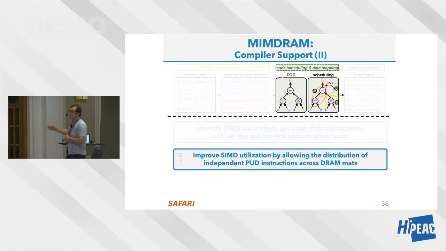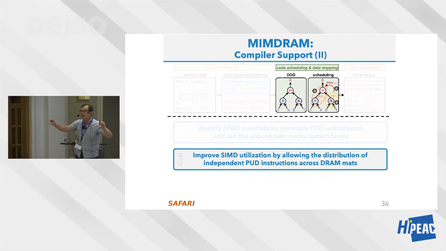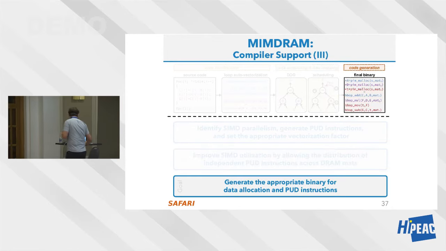This requires not just code scheduling, but it also requires the mapping of the data to the appropriate mats in DRAM. And finally, code generation is easy after you do that, I think. You basically translate this data flow graph into instructions.